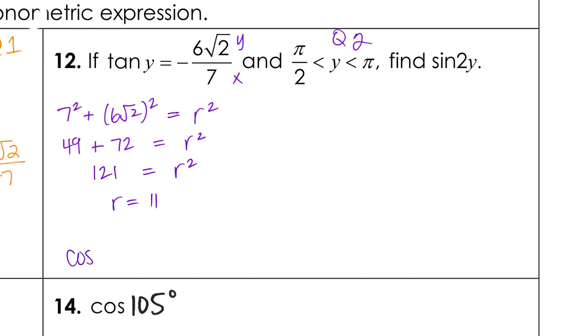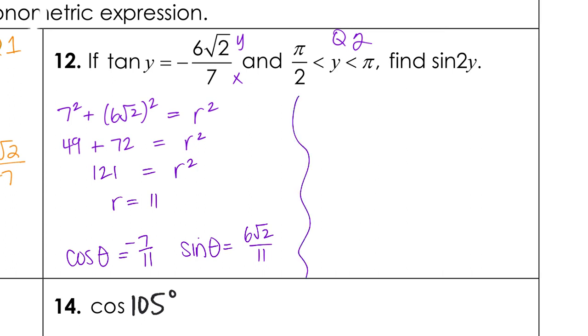Okay, so for cosine, it's x over r. So it'd be 7 over 11. And since we're in quadrant 2, that's going to be negative. And then for sine, it's y over r. So 6 square root of 2 over 11. And since we're in quadrant 2, sine is positive.